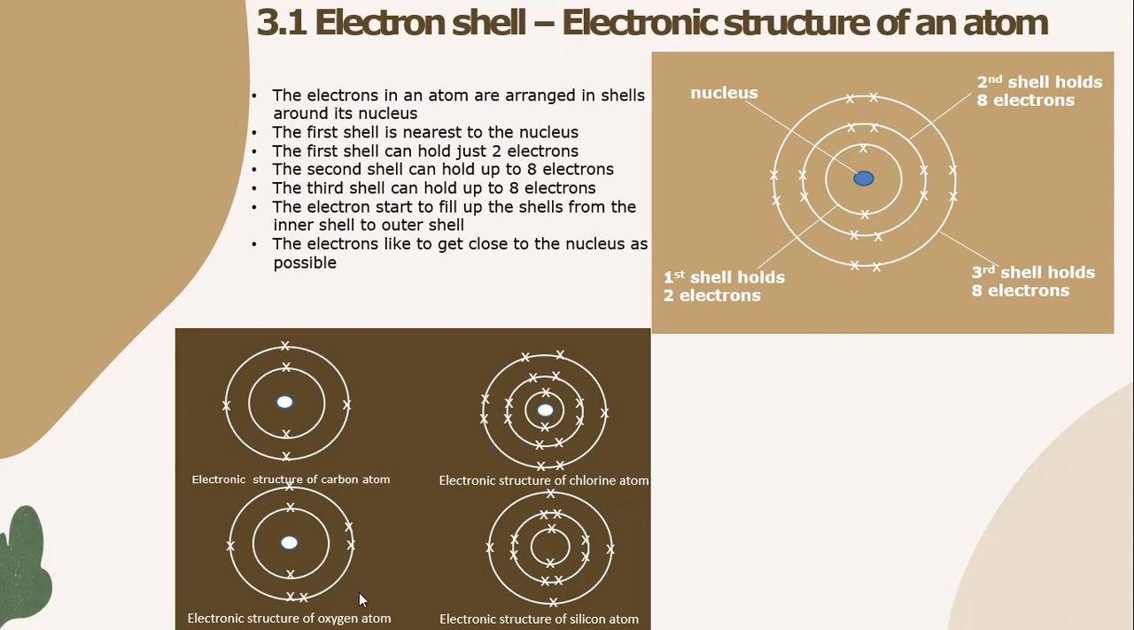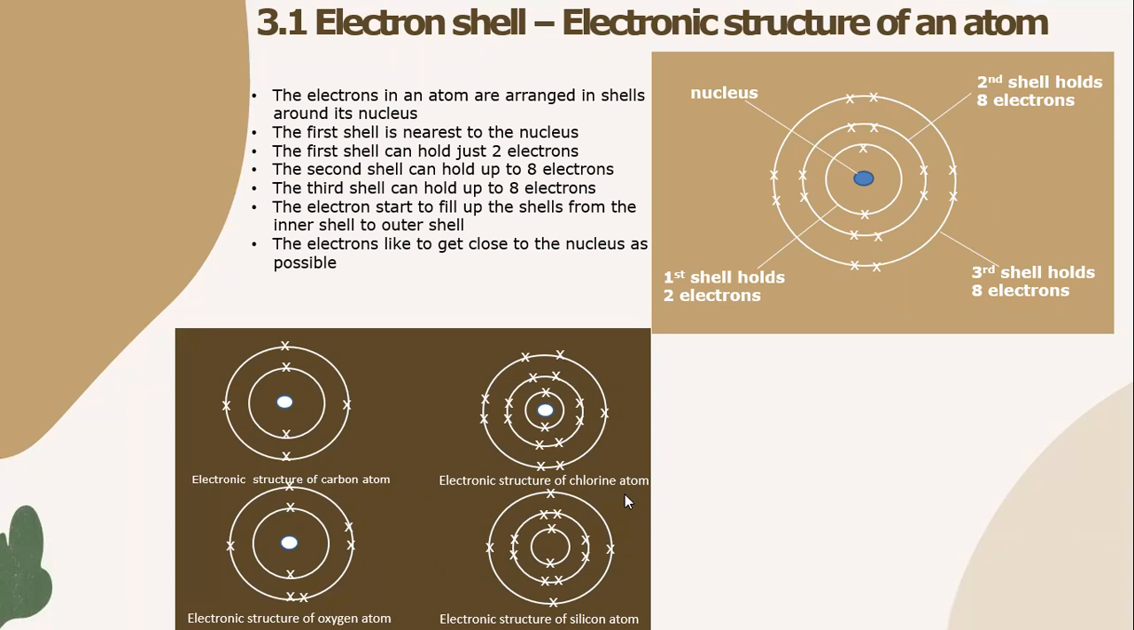And if you see the oxygen atom, the configuration or electronic structure of the oxygen atom is 2.6, because the first shell can hold up to 2 electrons and the second shell can hold 2, 4, 6 electrons. So the electronic structure of the oxygen atom is 2.6. Let's look into the chlorine atom.